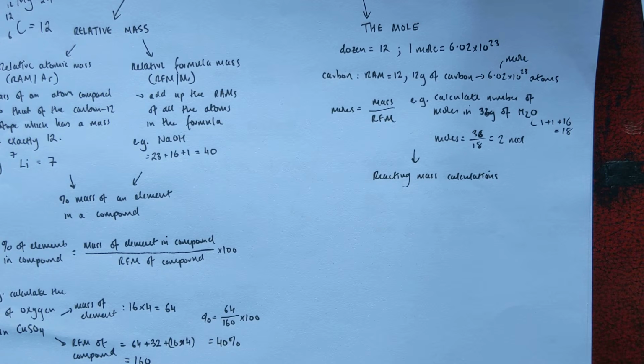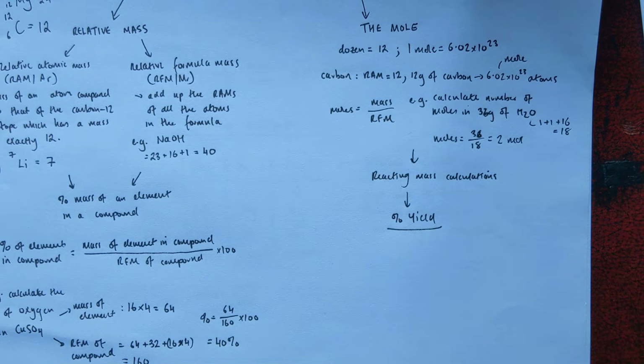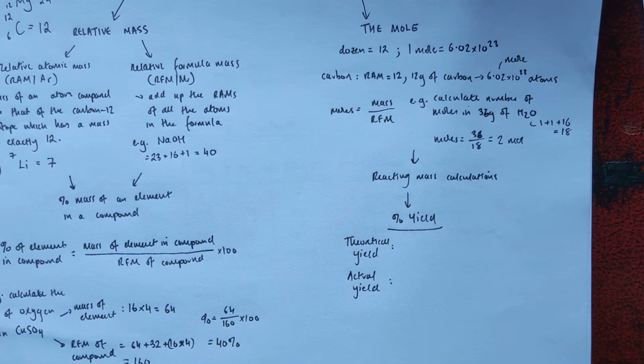The final section of this topic is something called percentage yield. And whenever we see the word yield in chemistry, it just means how much of something you make in grams. There's 2 types of yield you have to be aware of: theoretical yield and actual yield, and they each have their own definition.